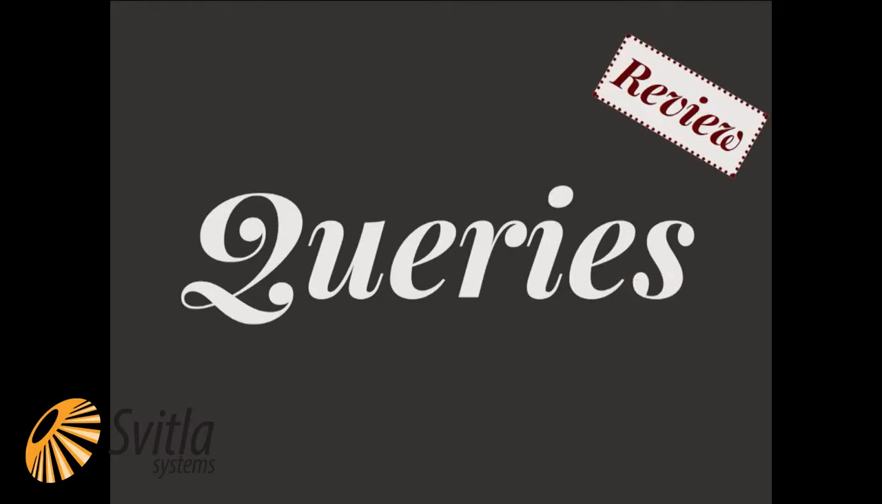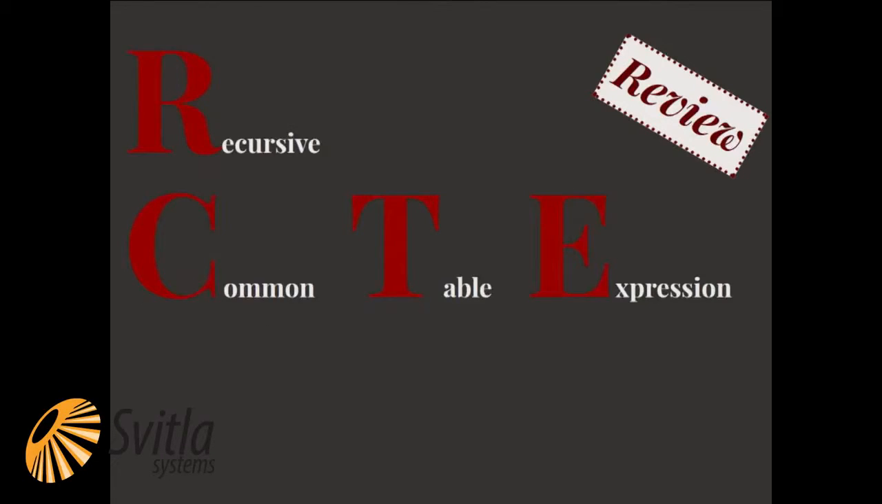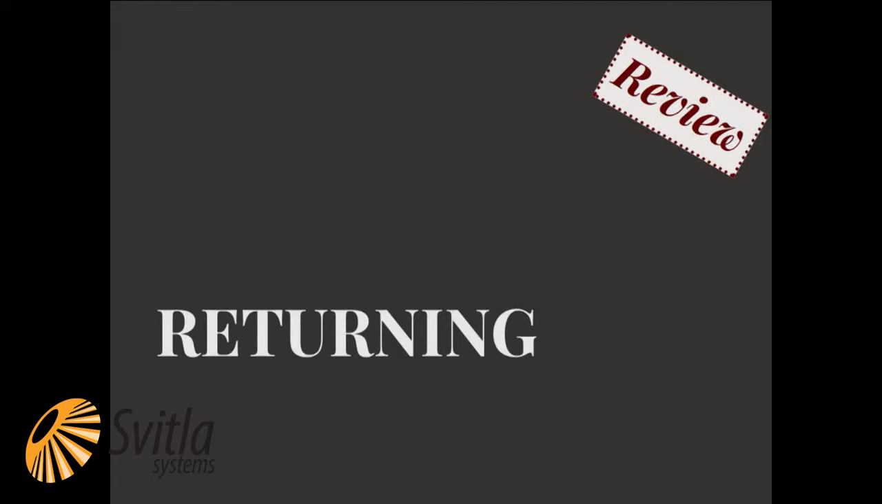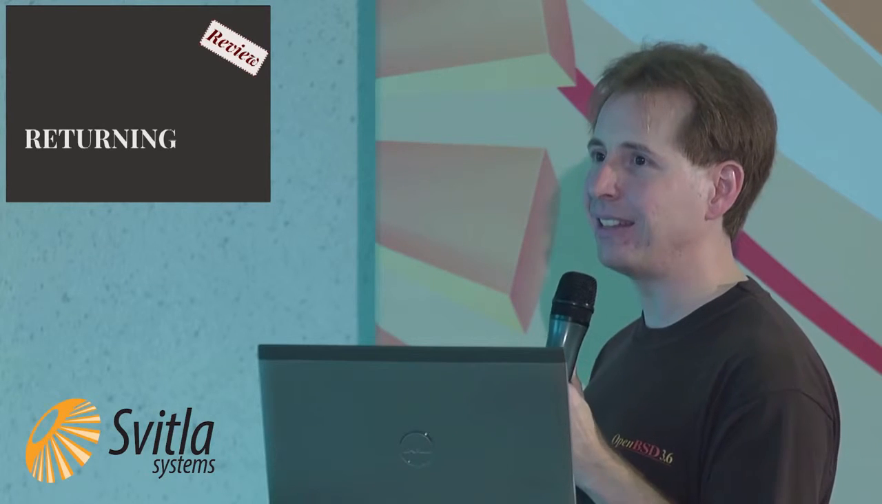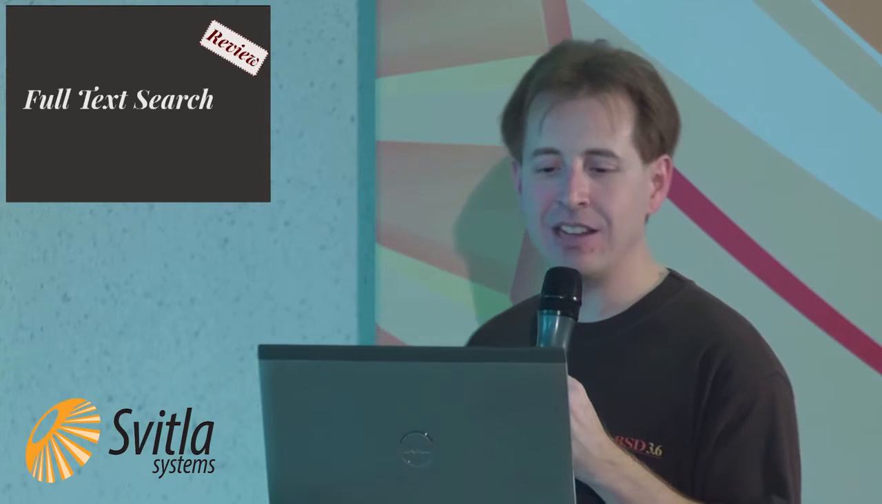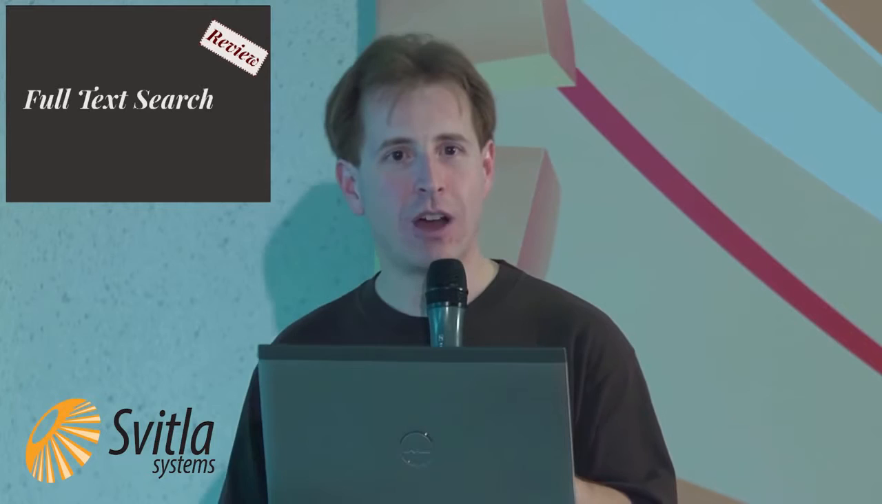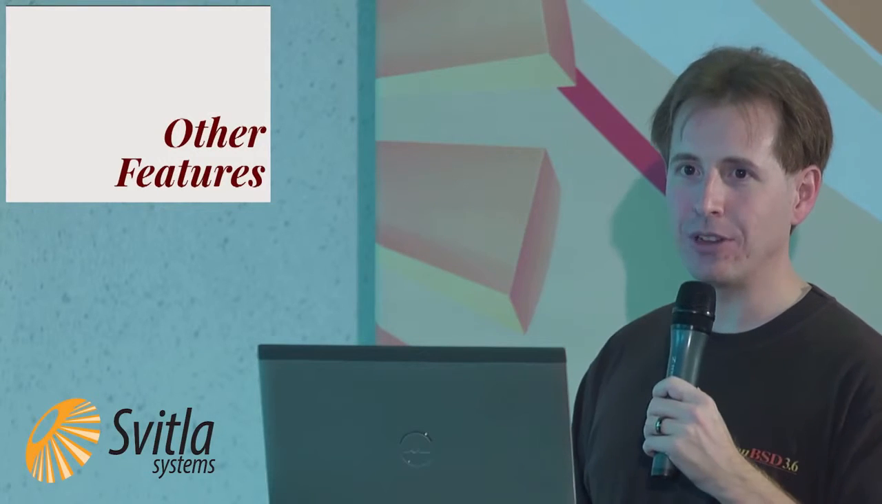So let me briefly review the query types I discussed. First is the recursive common table expression, allowing for incremental scanning of tables and efficient traversal of trees and graphs. After that, I talked about the returning clause, used to return rows from insert, update, and delete statements. And finally, I talked about the advanced full text search features offered by Postgres. That brings us to the final section of the talk, which will cover some other interesting features of Postgres.